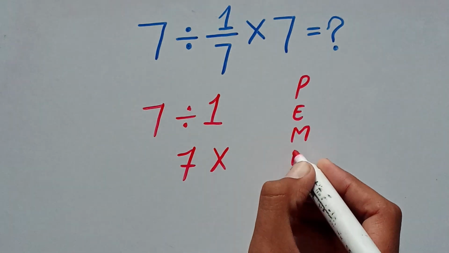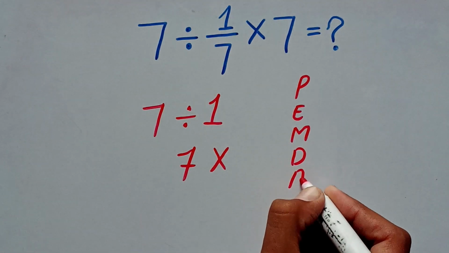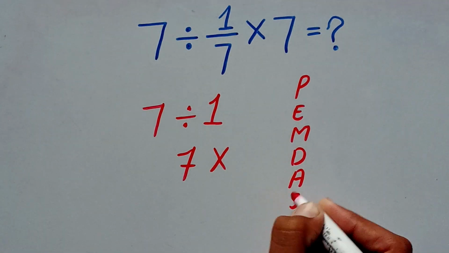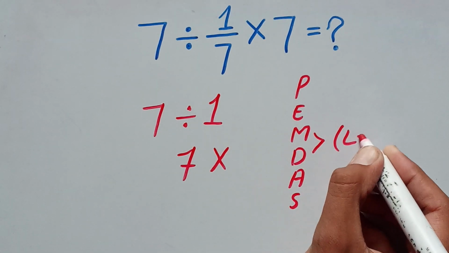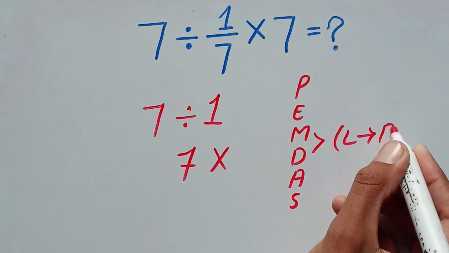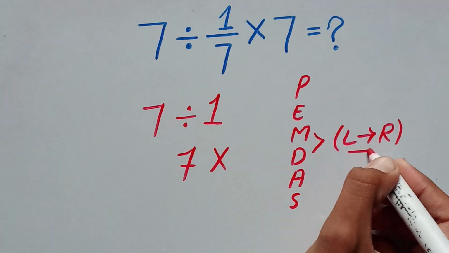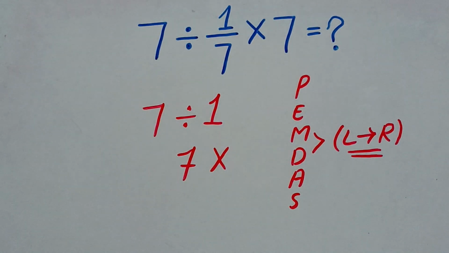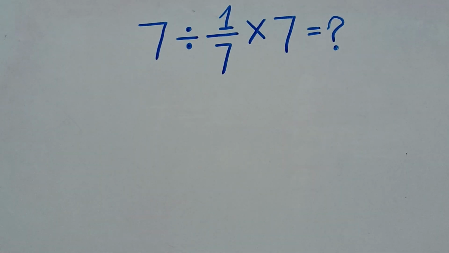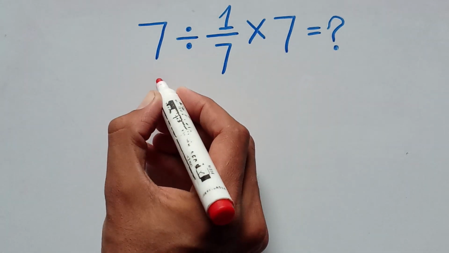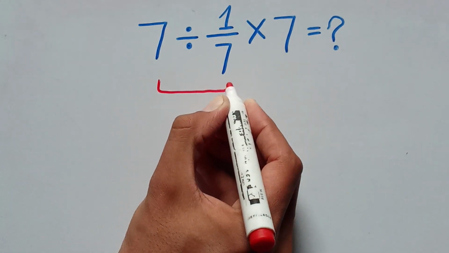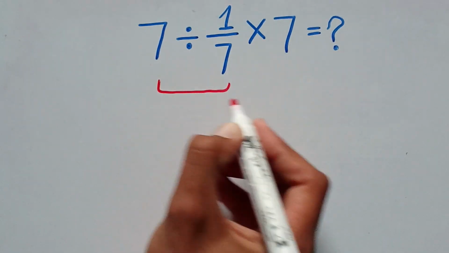According to the rule of PEMDAS, multiplication and division have equal priority and we can solve them from left to right. Okay, so now I am going to remove this wrong method and solve the question by the correct method. So here in this question, one multiplication and one division both have equal priority. So first we can solve this division.